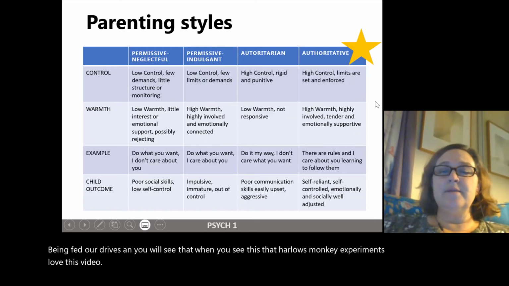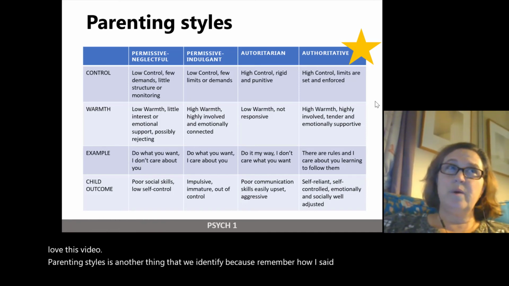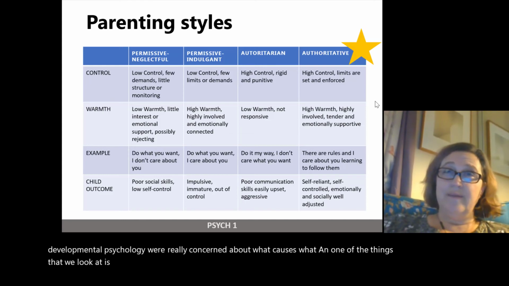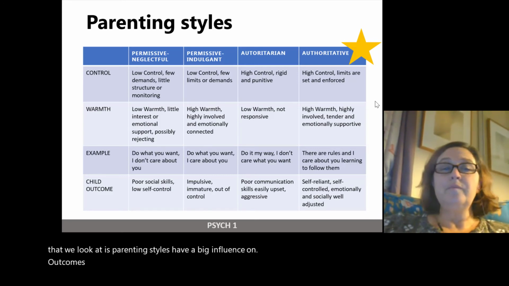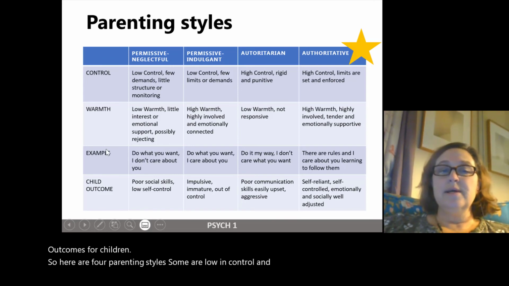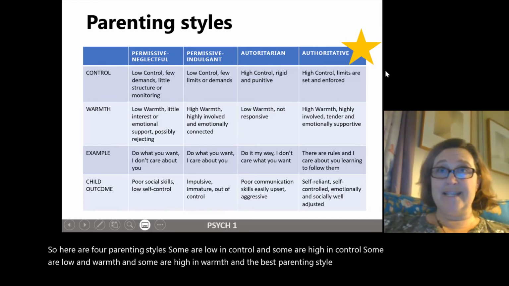Parenting styles is another thing that we identify, because remember how I said in developmental psychology, we're really concerned about what causes what? And one of the things that we look at is parenting styles have a big influence on subsequent outcomes for children. So here are 4 parenting styles. Some are low in control and some are high in control. Some are low in warmth and some are high in warmth. And the best parenting style is authoritative.